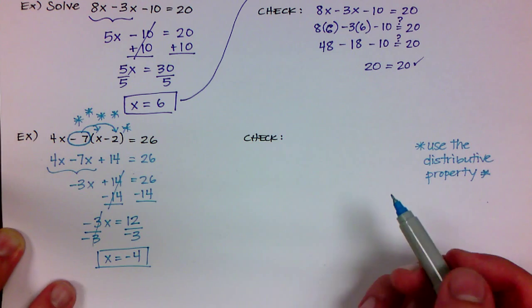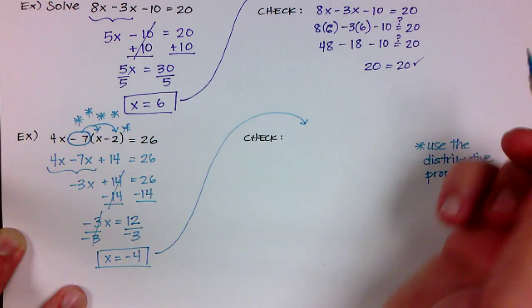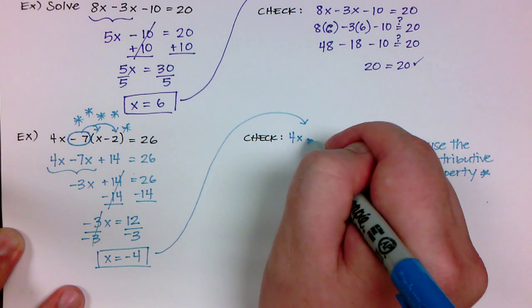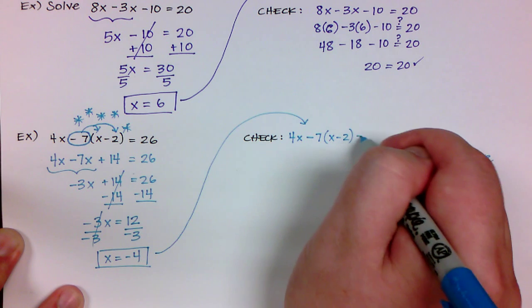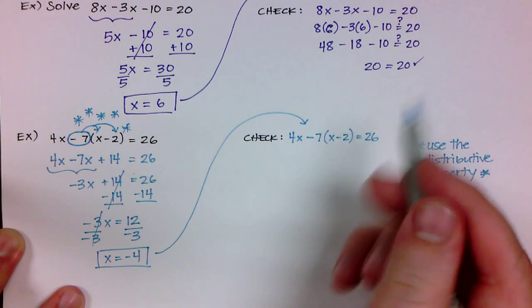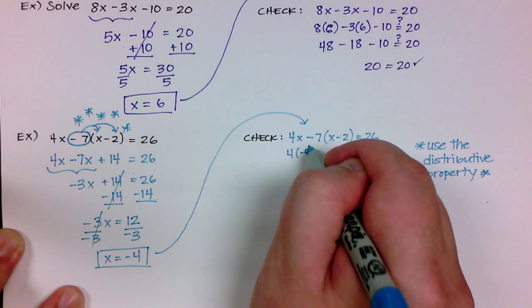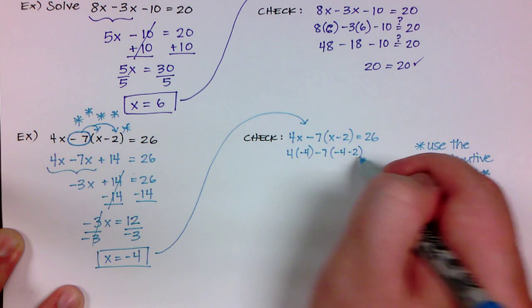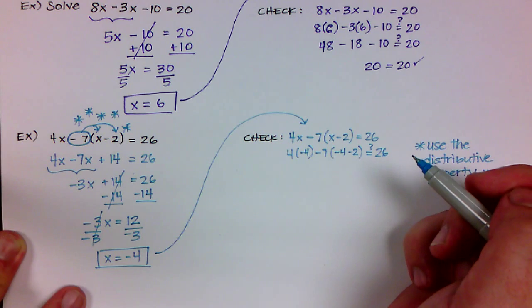So just like you, I'm going to go back and check my work. Because if you do this, you're always going to know if your answer is right. So let's rewrite our beginning equation. 4x minus 7 times the quantity x minus 2 is equal to 26. Let's plug this in. 4 times negative 4 minus 7 times negative 4 minus 2. Is that equal to 26? This is our longest one so far.